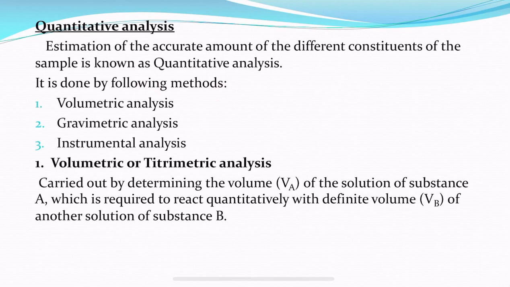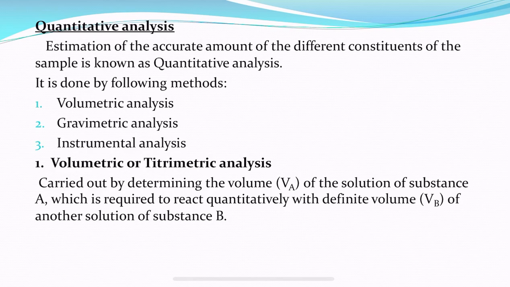There are three types of quantitative analysis. The first one is volumetric analysis, the second is gravimetric analysis, and the third is instrumental analysis. The first one, volumetric analysis, is also called titrimetric analysis. I hope you all have performed titrations in your PUC classes. That is a method of analysis under quantitative analysis, called volumetric or titrimetric analysis.